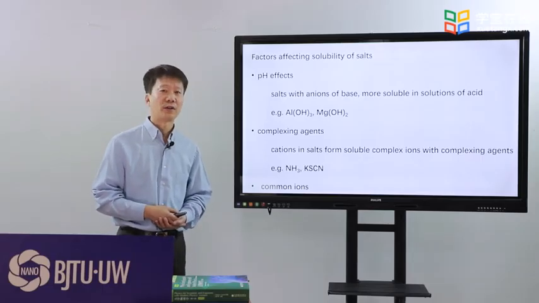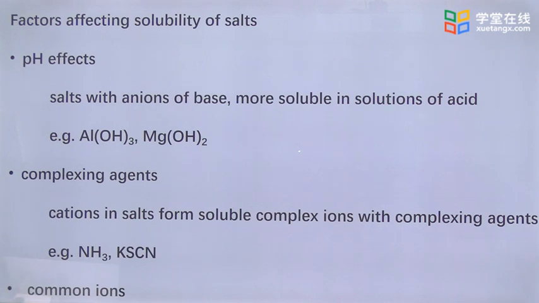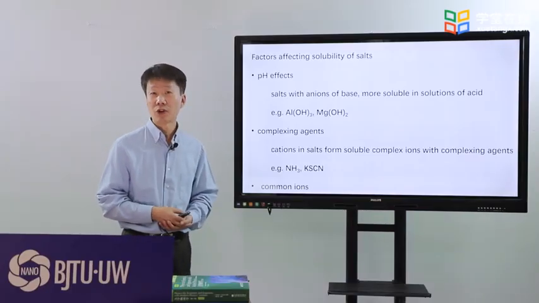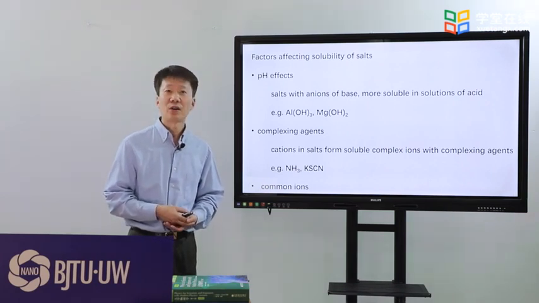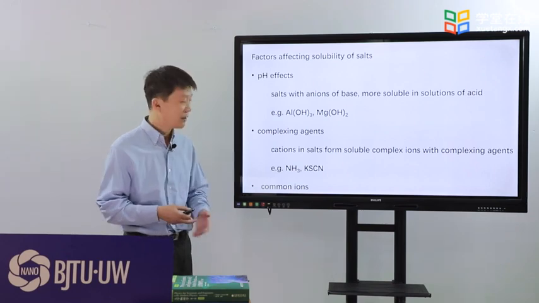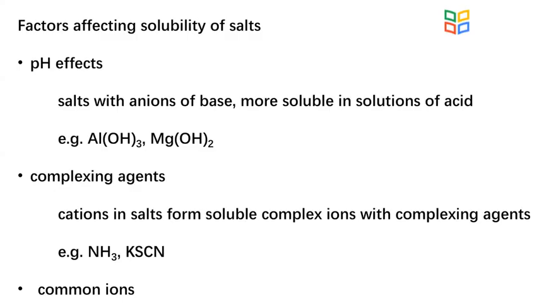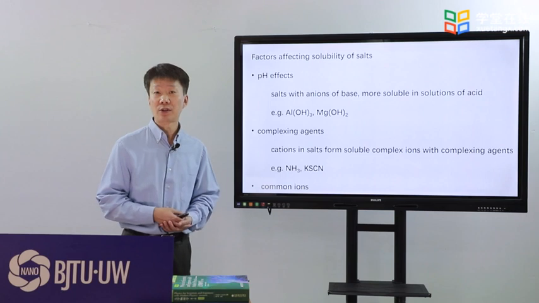If the anion of the salt is basic in nature, it's reactive to acid. Then the salt is more soluble in an acidic solution. If the cations in the salt interact strongly with complexing molecules to form complex ions, then the salt is more soluble. And if there are common ions in the solution, the equilibrium of the dissolution shifts back to form salt, and the solubility of the salt decreases.